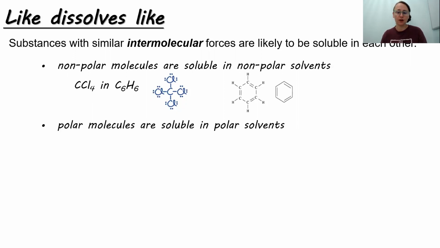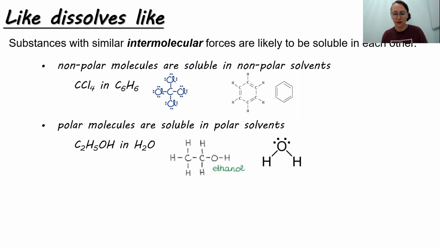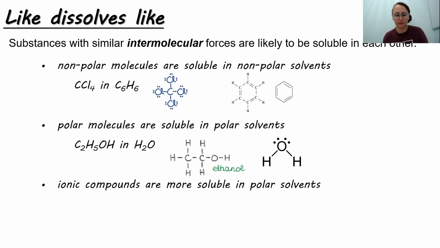Polar molecules are soluble in polar solvents. So ethanol has hydrogen bonding, it's polar, and it's soluble in water, which also has hydrogen bonding and is polar. So you can see that the ethanol has an OH group that makes it polar, and water is one of the most polar substances, so it works well to dissolve polar compounds.